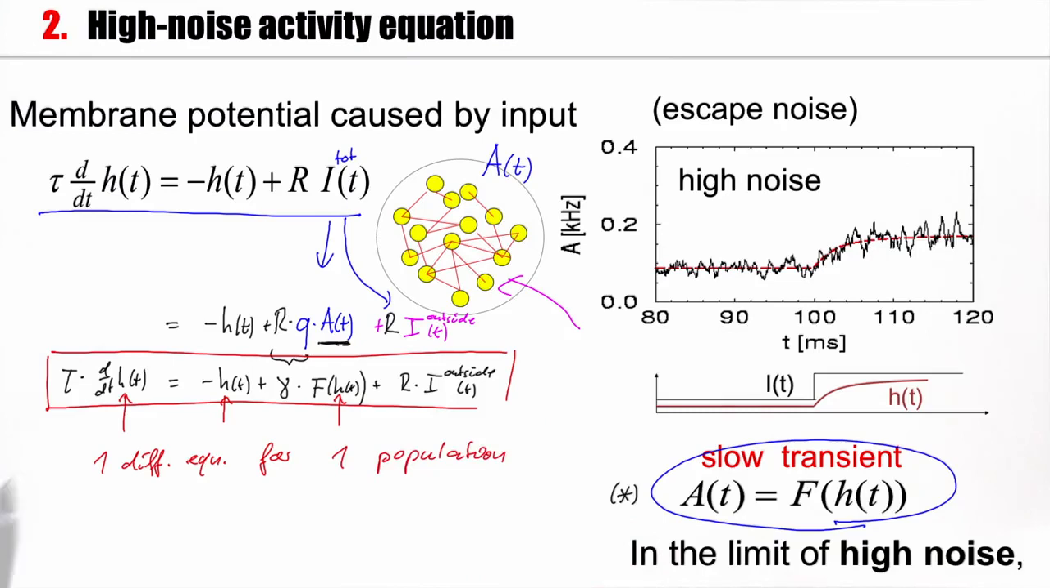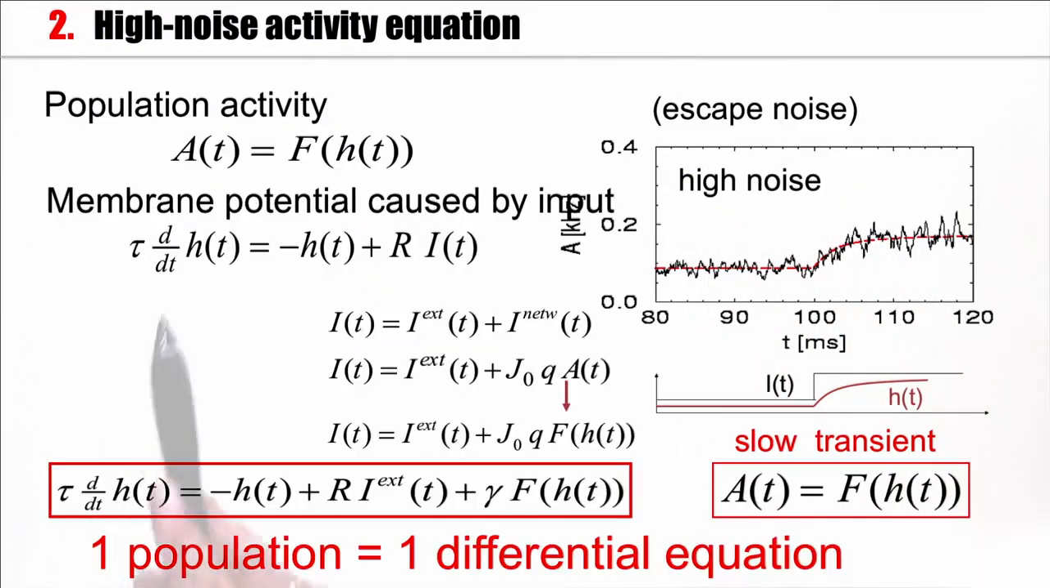To arrive at this closed form with just one differential equation, it was important that we used our assumption of slow transients, which means we assumed that we are in the high noise regime. So here's again the summary. In the high noise regime, I can always describe the population activity as a function of the input potential. For the input potential, I have a differential equation. I plug in my input current and have, in the end, one differential equation for one population.